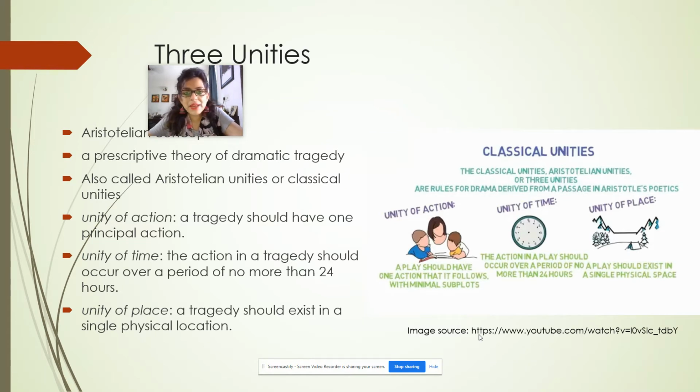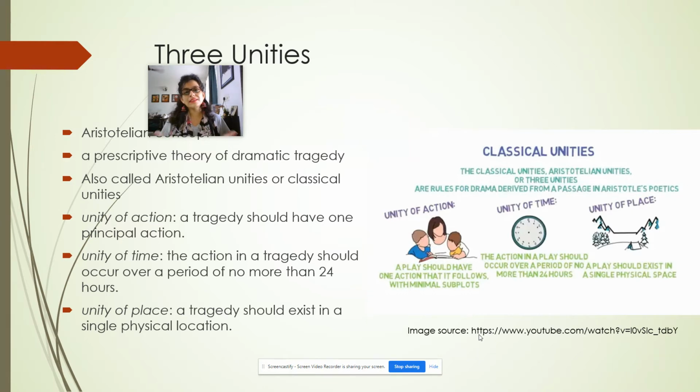Tragedy always complied with rules more than comedy. In fact, it was considered to be a more elevated, more exalted literary genre as compared to comedy. So, three unities are basically observed in the genre of tragedy. And these are all because Aristotle was the one who came up with the concept of three unities. These are also called Aristotelian unities or classical unities, since he was writing in the classical age.